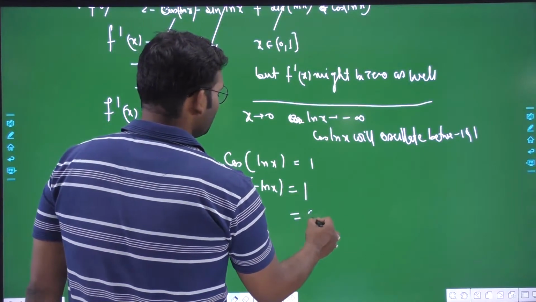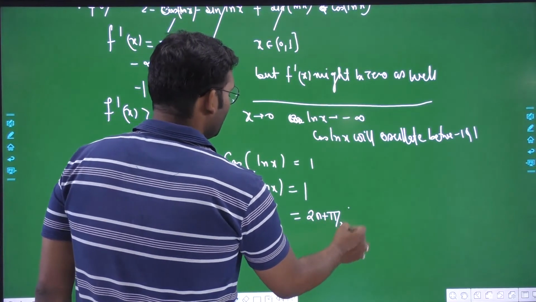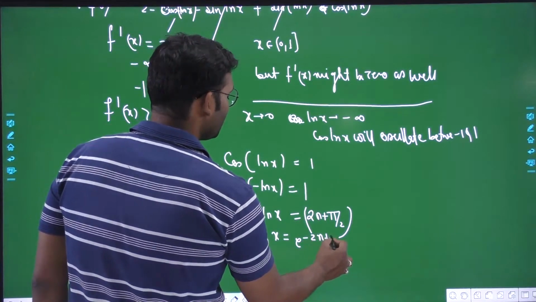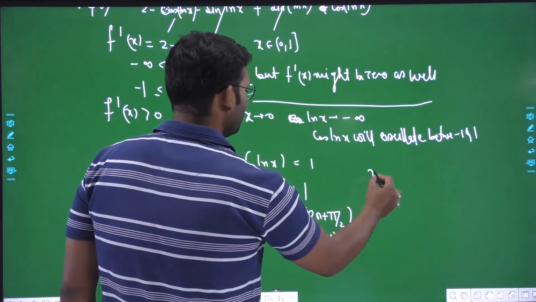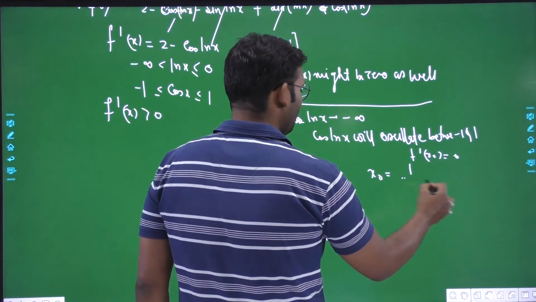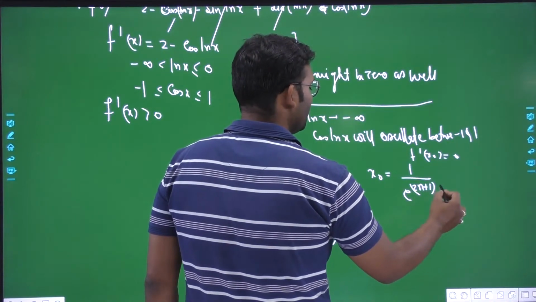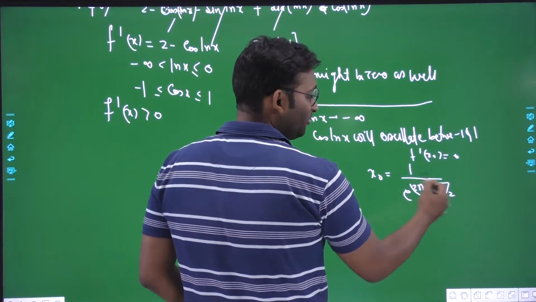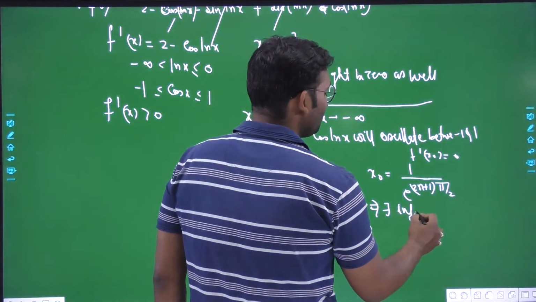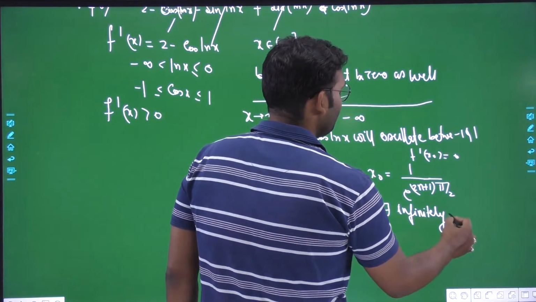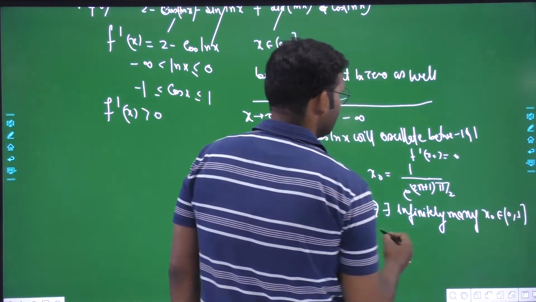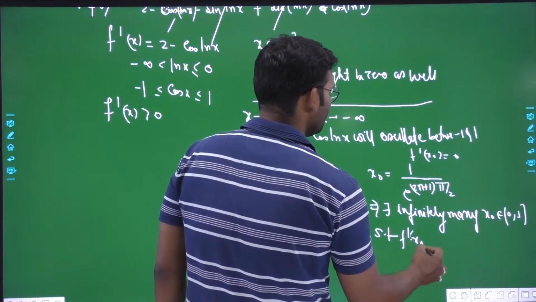So this will be equal to 2n plus 1 pi by 2. So your minus ln x will be this, so your x will be e to the power minus 2n plus 1 pi by 2. That implies your x naughts, where f dash x naught is 0, will be 1 upon e to the power 2n plus 1 pi by 2. Since its limit point will be 0, there exist infinitely many x naught belonging to 0, 1 such that f dash x naught is equal to 0.